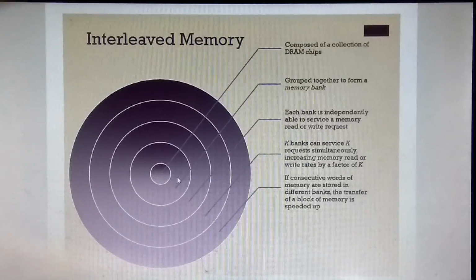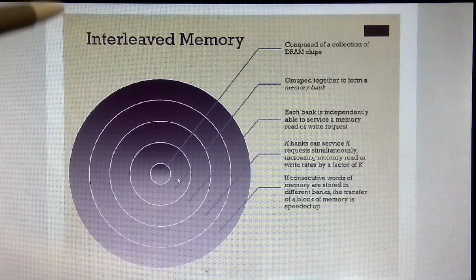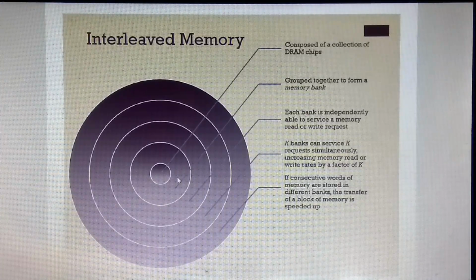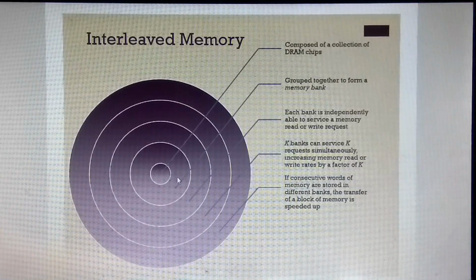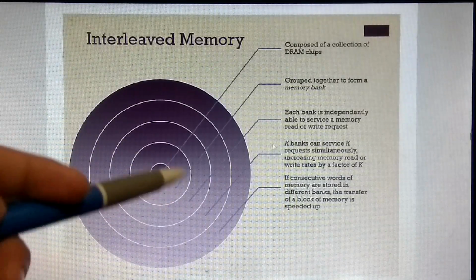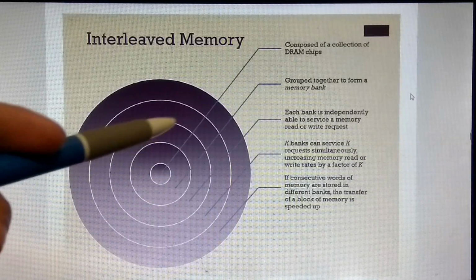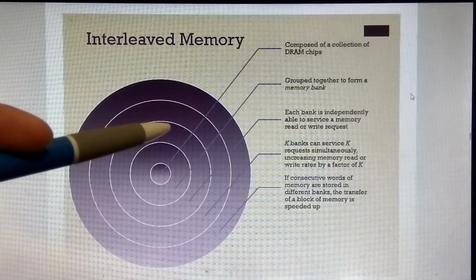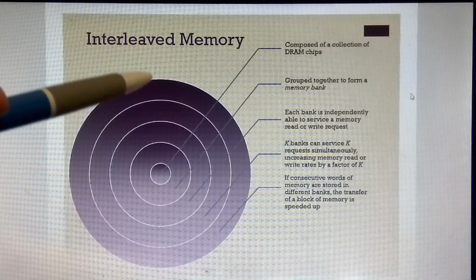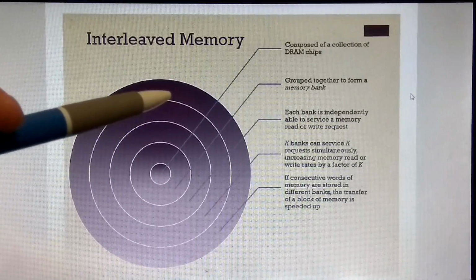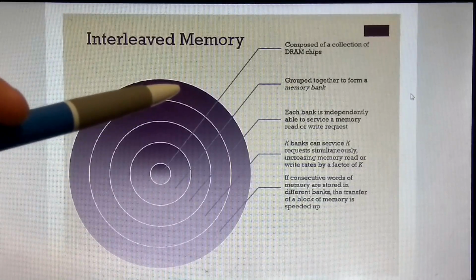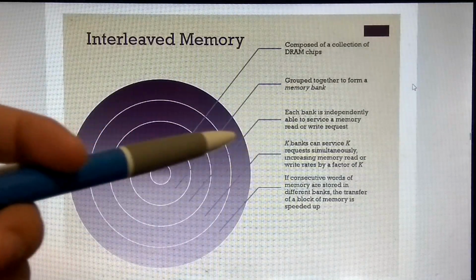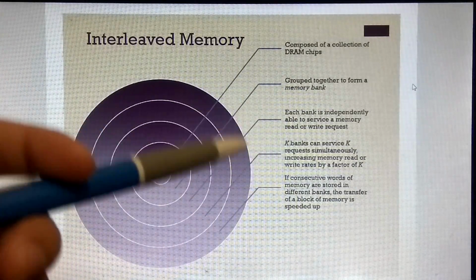Next, we'll talk about interleaved memory. It is composed of a collection of DRAM chips grouped together to form a memory bank. Each bank is independently able to service a memory read or write request. If the consecutive words of memory are stored in different banks, the transfer of a block of memory is sped up.